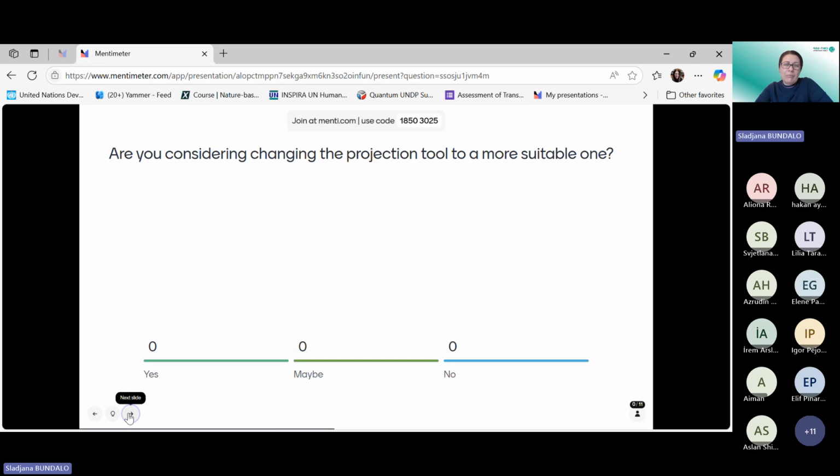Thank you. Are you considering changing the projection tool to a more suitable one according to your national circumstances or technical capacities, etc.? So maybe 3 or 4 of you answered maybe. Okay, for initial information, I hope this webinar helps you to consider some better options, and also be aware that you can always contact us to find out more information and inputs necessary for your final decision on this important issue. So 5 of you are considering changing the projection tool to a more suitable one.